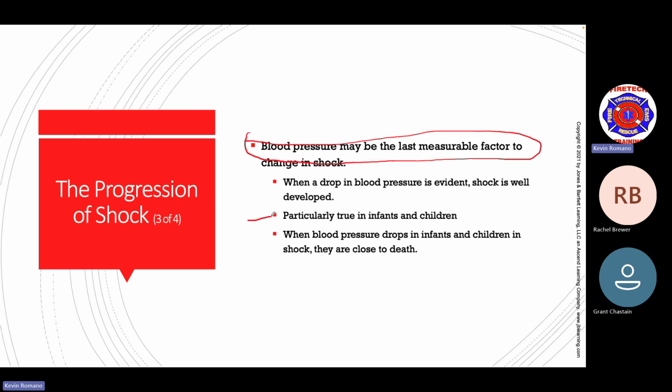When the blood pressure drops in infants and children in shock, they are close to death because they can compensate like this. Here's a child. This is compensation. And then boom, they die, drop quickly. With an adult, we start seeing that decline like that, right? These are kids. These are adults. This is what scares me, right? If I miss a sign, next thing you know, they've dropped so low that you can't get back.